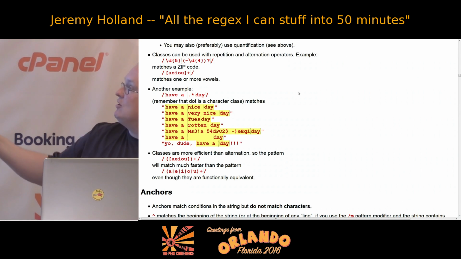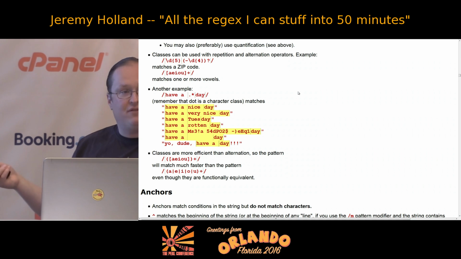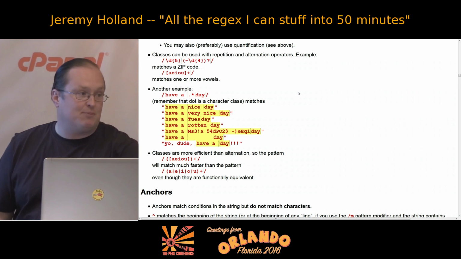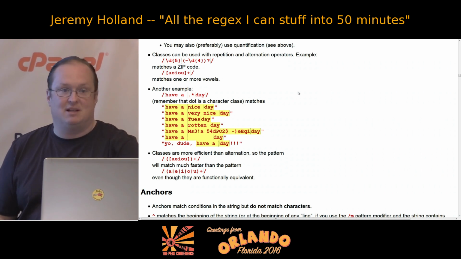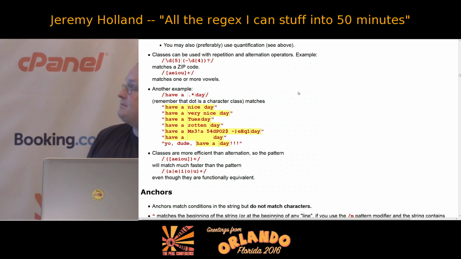So, as I just alluded to, you can of course use quantifiers and alternation with your character classes. So \d{5}, and then optionally a dash and \d{4}, matches a US zip code: 5 digits, and then optionally a dash and 4 more digits.